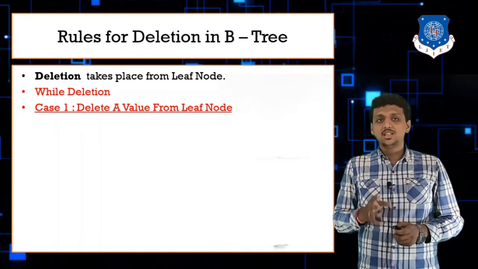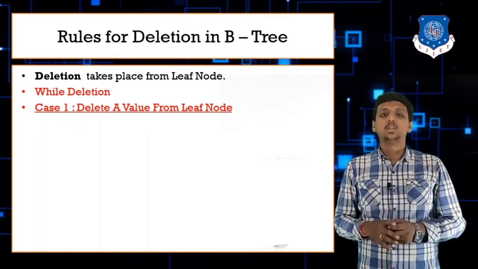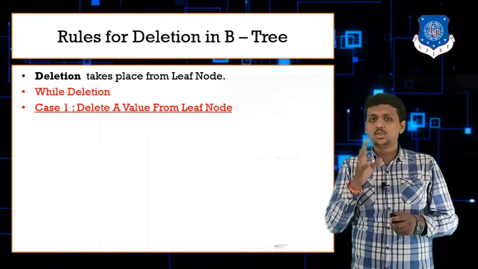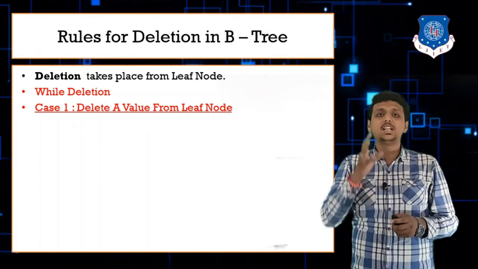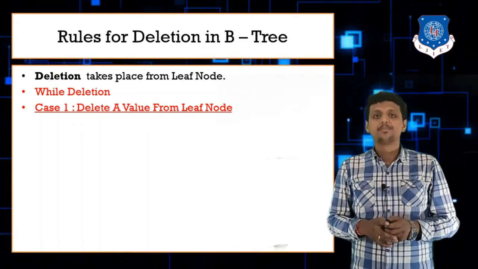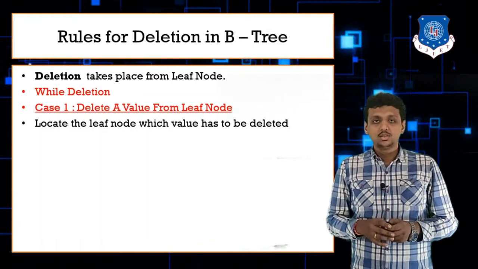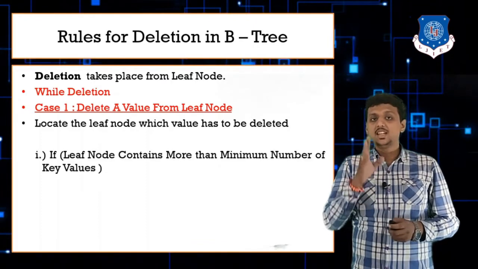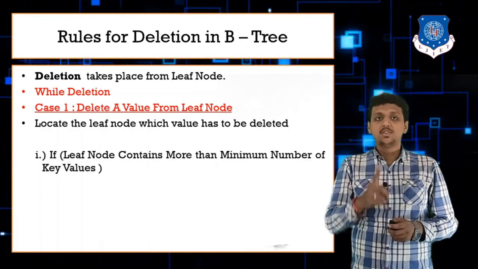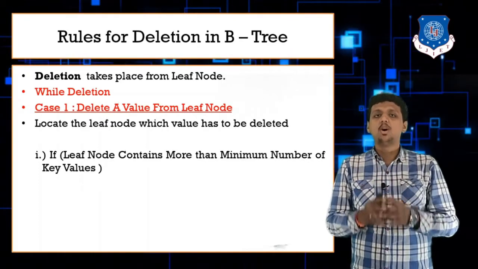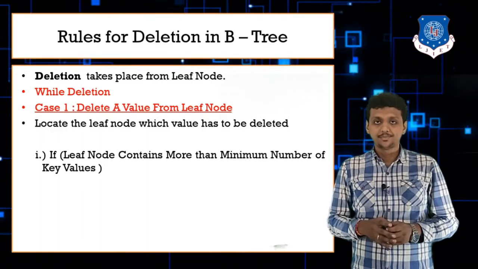So first is deleting a value from a leaf node. Case number one is a situation where you want to delete a value from the leaf node. Here, first you need to locate the leaf node, and then, in the first part of case 1, the leaf node contains more than the minimum number of values.